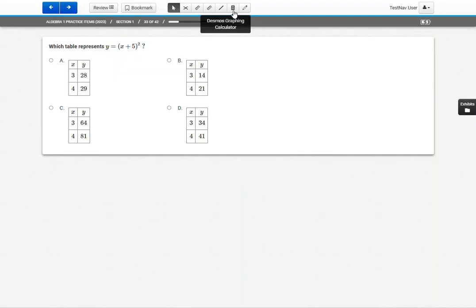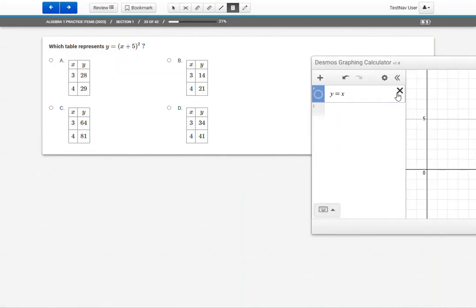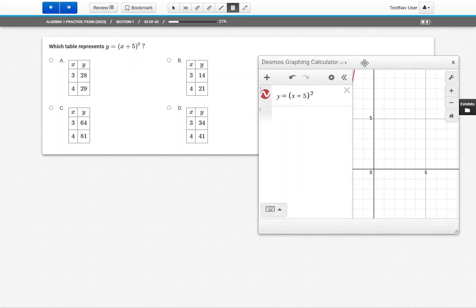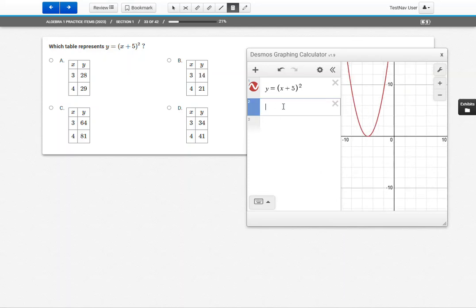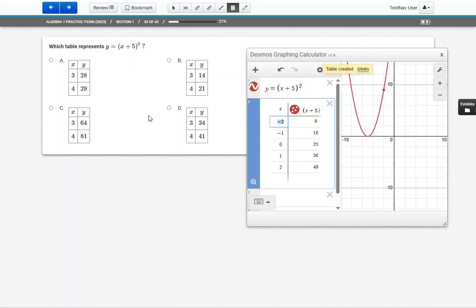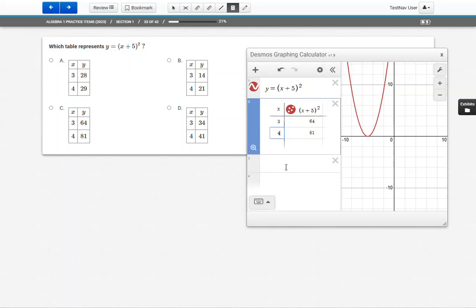Which table represents the function? It's just asking me to graph the function y equals x plus 5 to the power of 2, and then turn it into a table. I'm looking at just two values here, 3 and 4, 64 and 81.